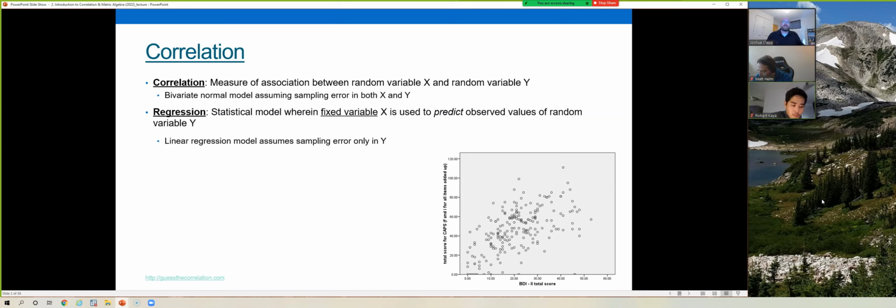Okay. Now, correlation from a statistical standpoint has some differences from regression. If I'm talking about regression, I'm talking about a statistical model where I've got a fixed variable x used to predict some observed values of random variable y. So we've talked about random variables. Matt, Robert, either one of you have an idea, what are we talking about when we're talking about a fixed variable?